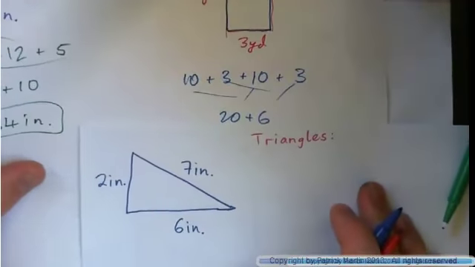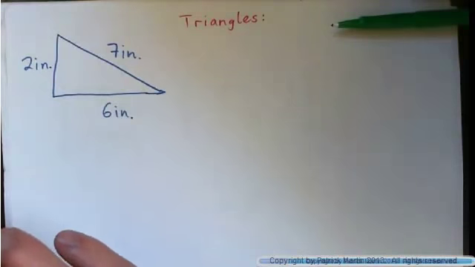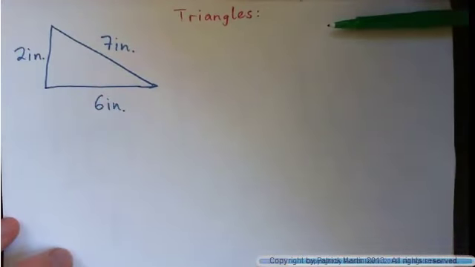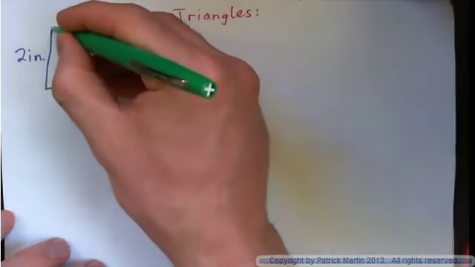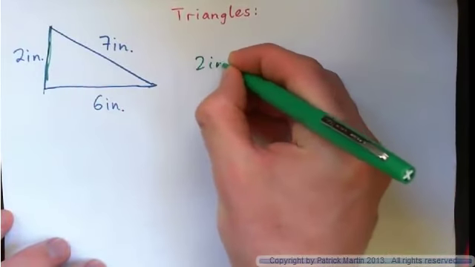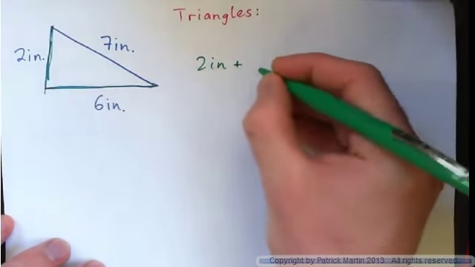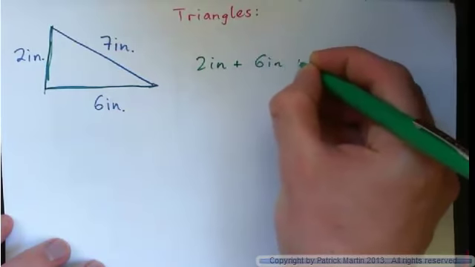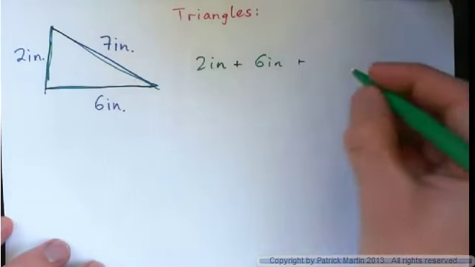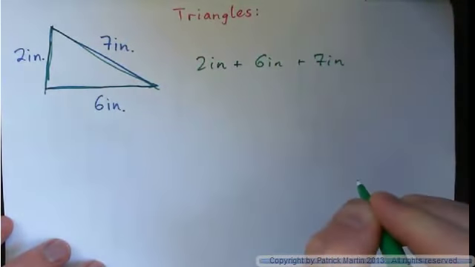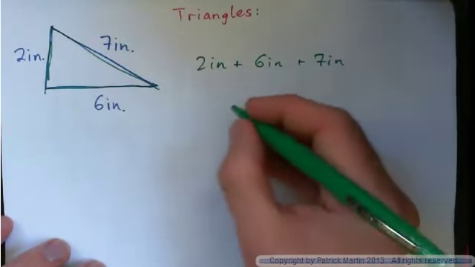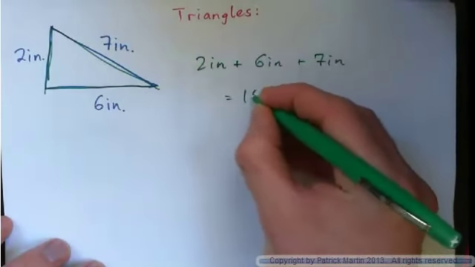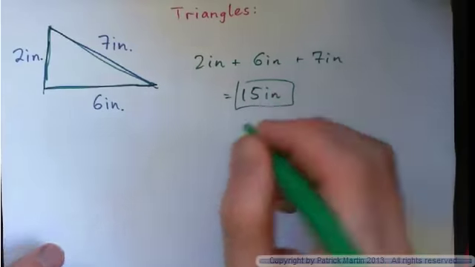With this triangle, what's the perimeter for the triangle? Press pause and do it if you haven't done it yet. Well, it's got to be this side, 2 inches, plus this side, 6 inches, plus this side, 7 inches, right? Which makes 15 inches.